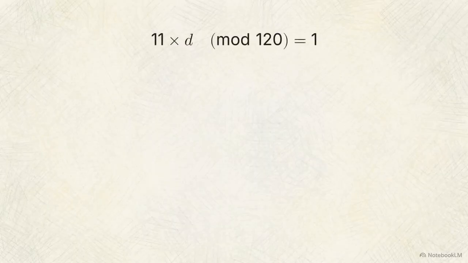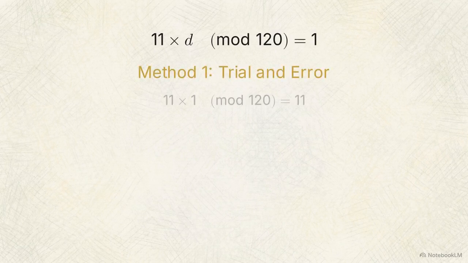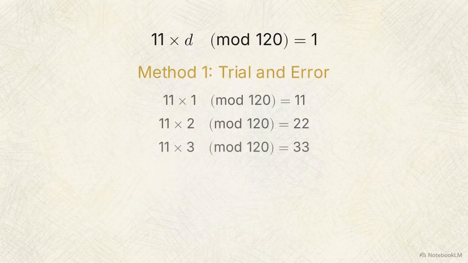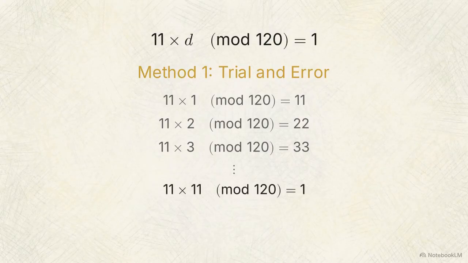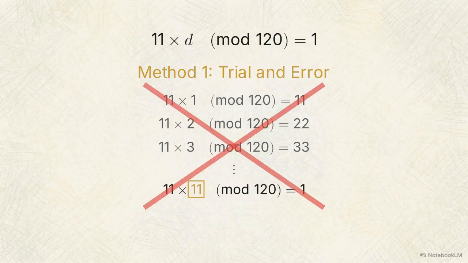This sequence demonstrates method 1, trial and error. We sequentially multiply 11 by increasing integers and check the remainder against 120. While trial and error eventually finds that d equals 11, it is computationally unviable for the massive cryptographic primes used in real-world security.